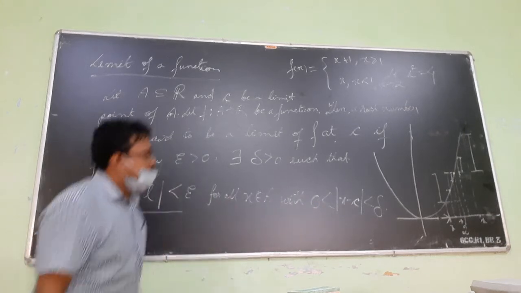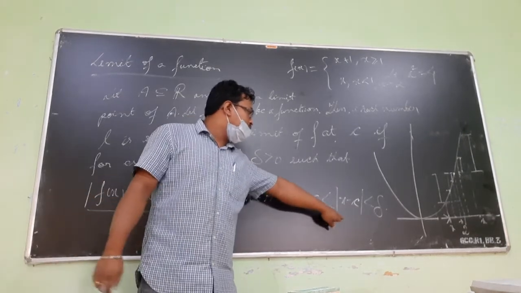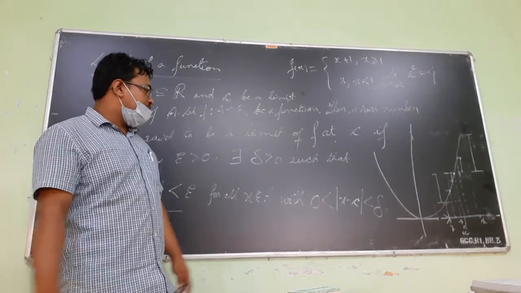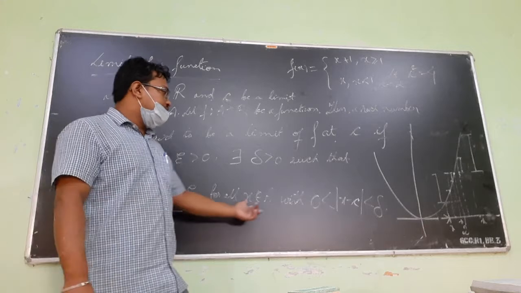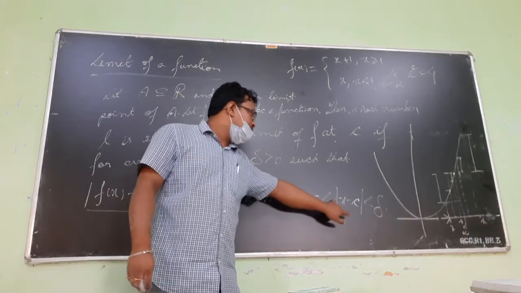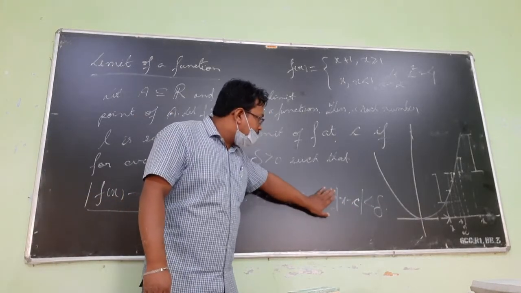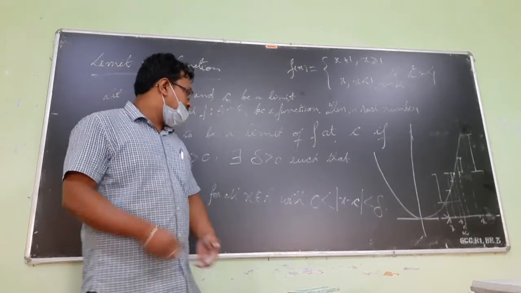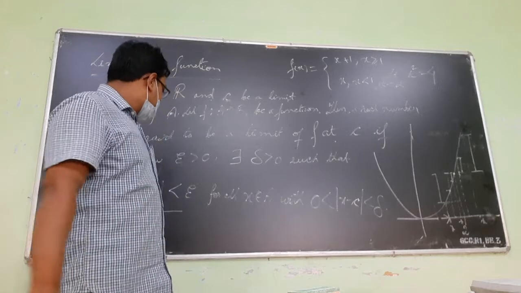So it's important to write 0 less than mod of x minus c. Because there may be functions where this condition is satisfied for every point satisfying this, but for x equal to c it cannot be satisfied.